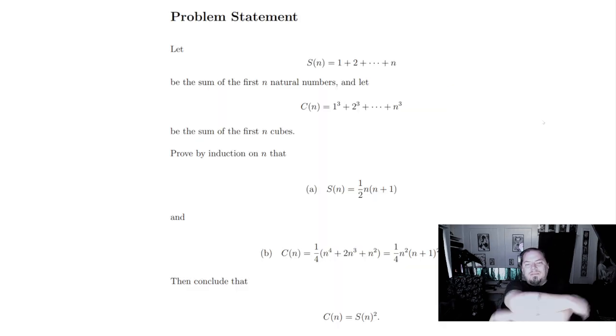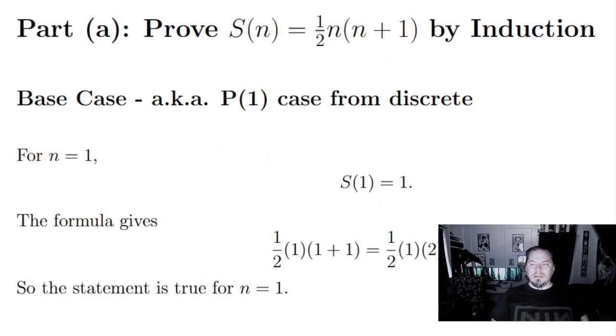So the problem statement, we're going to take the Gaussian sum and show that the Gaussian sum squared equals the sum of cubes. That's a lot of words that say the same thing. So proof by induction, we've already been here. We take our little sum there and we do our P of 1 case, which is base case, could be a P of 0 case, which we all learned in discrete math.